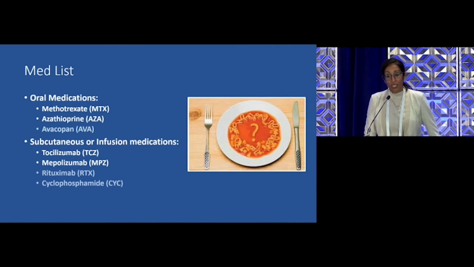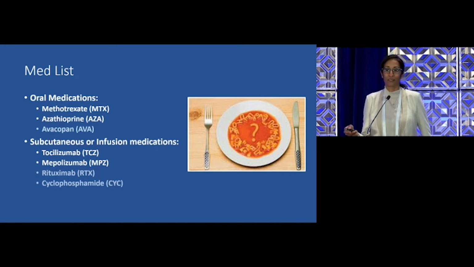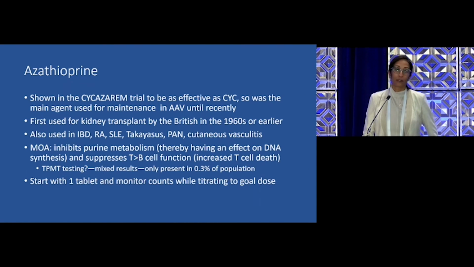All right, so we talked about rituximab, cyclophosphamide, and avacopan. I'm going to shift over to, and I know this can feel a little bit like a laundry list, I'm happy to take questions, but it's hard to talk about all the medications and tailor it to each different disease. So I'm trying to hit some of the big ones that a lot of people are on. So we'll talk about azathioprine and methotrexate.